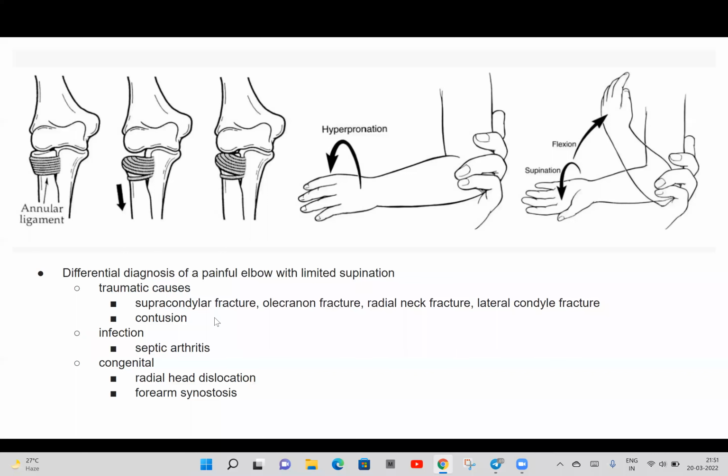Then sometimes the child might present like this, but it might turn out to be septic arthritis, or it might be a fall and a contusion. So before attempting, we should take a proper history, whether there was anything to suggest a septic arthritis. And sometimes, very rarely, congenital radial head dislocation or forearm synostosis, very rare.